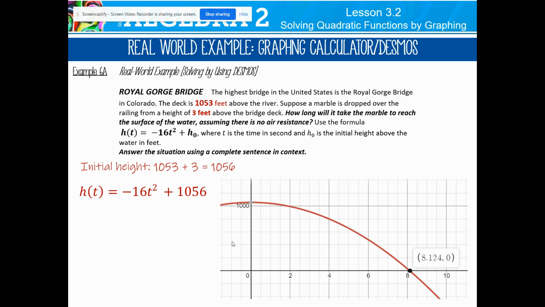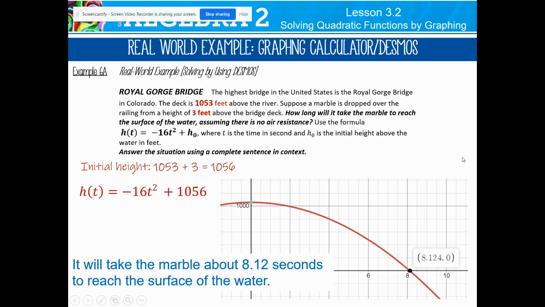If you put that in Desmos and graph it, there is an option where you can change the window. Instead of just stretching and shrinking, it's an option up in the upper right hand corner. So it's easy to see. Once again, you just click on where it crosses the x-axis, and our solution is it takes about 8.12 seconds to reach the surface of the water.